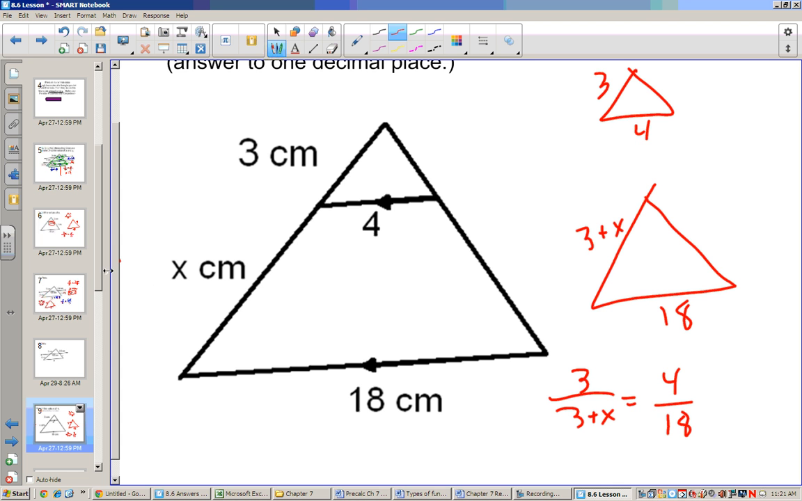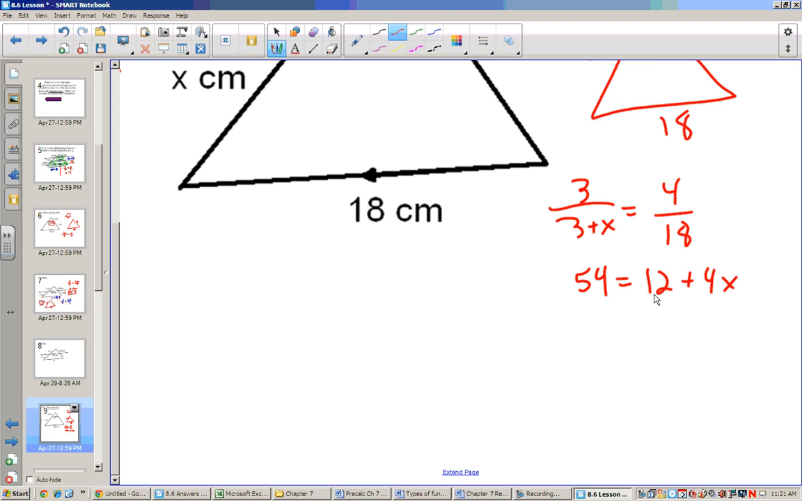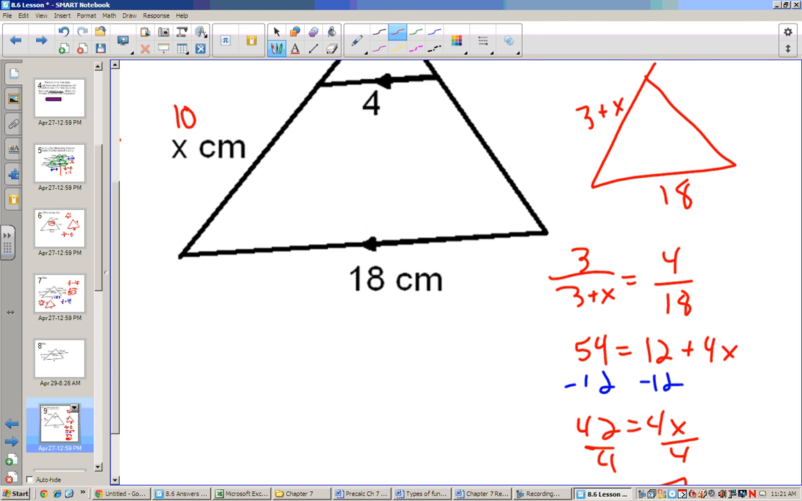Now let's cross multiply and divide. 3 times 18 is equal to 54. When I multiply 4 times each of these, this would be 12 plus 4x. Now I subtract 12 on each side of my equation, leaving 42 is equal to 4x. Divide by 4, and x is equal to 10.5. That's the value here, 10.5.